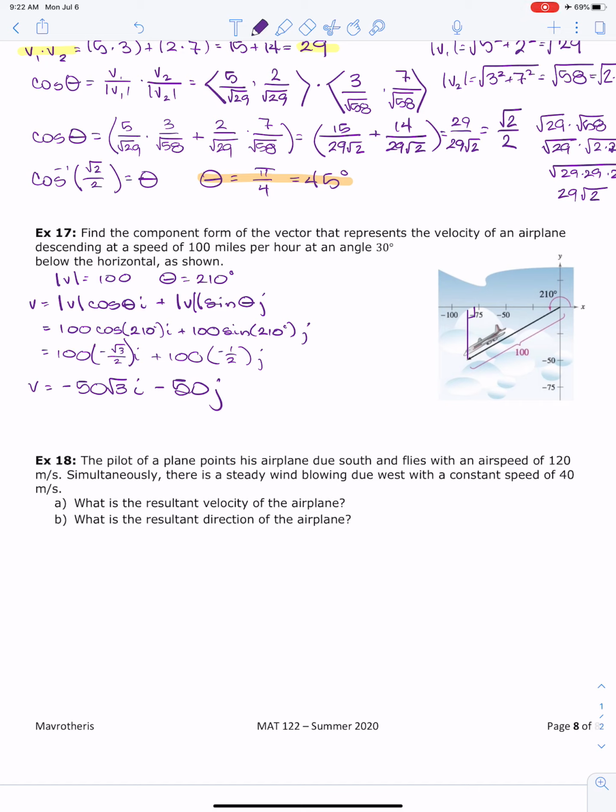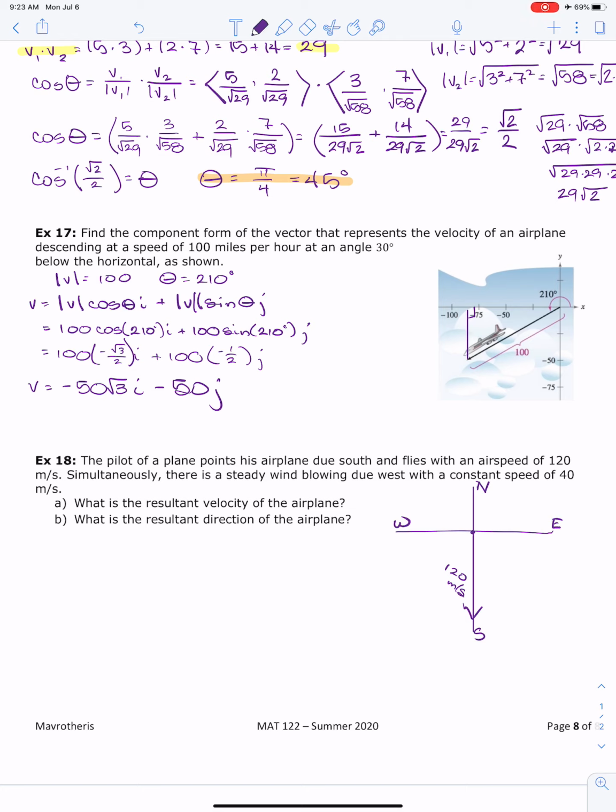This time we don't have a picture, so I'm going to do my best to draw a picture that represents the situation. So first off, they tell me that the pilot of a plane points his airplane due south and flies with an airspeed of 120 meters per second. So I'm just going to start him at the origin, due south. Blends right in there. That's not helping. But I know that his airspeed is 120 meters per second. And just a reminder, south, north, west towards the mountains, and east.